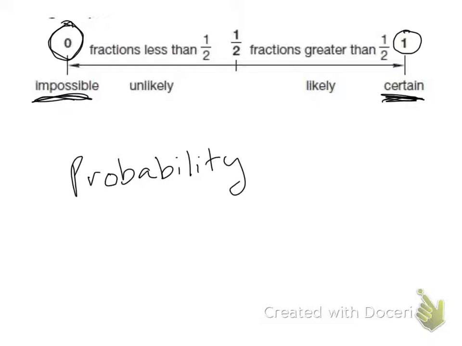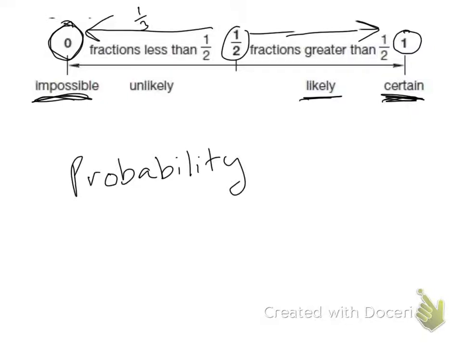If an event may or may not occur, then we say it's a fraction between 0 and 1. The more likely it is to occur, we go from 1/2 up towards 1. Okay, so it could be like 3/4, it could be 5/8, okay. The less likely it is to occur, we use fractions from 1/2 down to 0. For example, like 1/3. Okay.